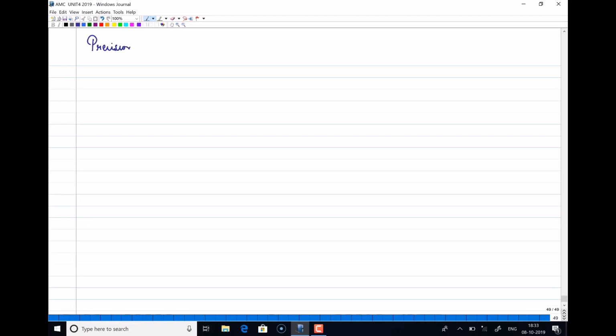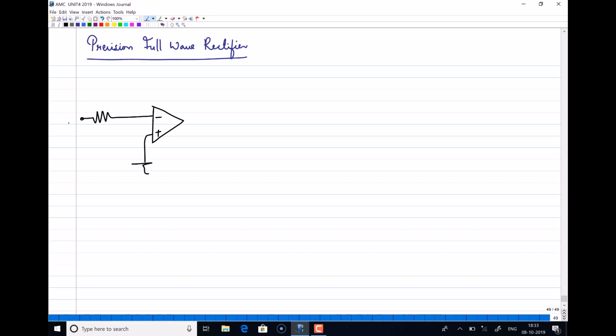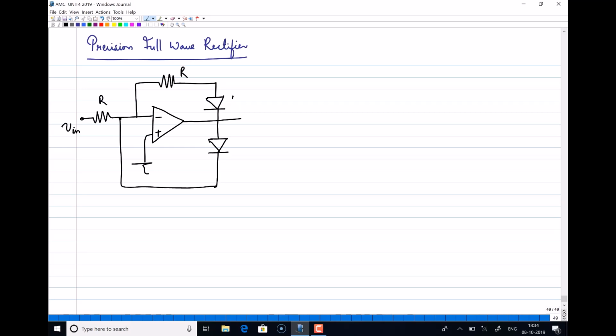So there is another op-amp based circuit, the precision full wave rectifier. Here we'll use two stages of amplifiers. This is the point where we apply the input, and we need to use diodes in the feedback path. This is the way which we connect. Now one more diode will be connected here, and that will be connected back to this point. I'll mark this as R and R. This is diode D1 and this is diode D2.